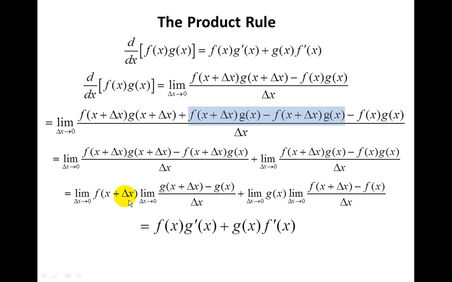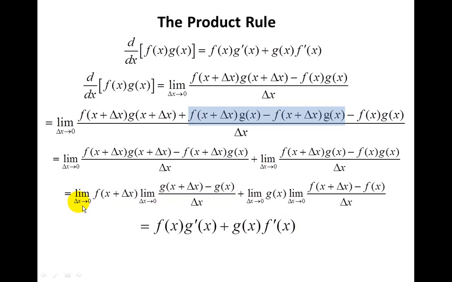Now notice that for the rest of this limit over here, I factored out the g of x and gave it its own limit, delta x goes to 0. And then what I have left is f of x plus delta x minus f of x over delta x. So what I've done from this step to this step is just some rearranging, some factoring.